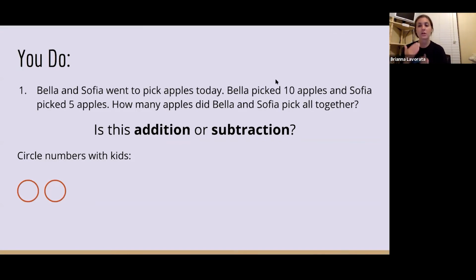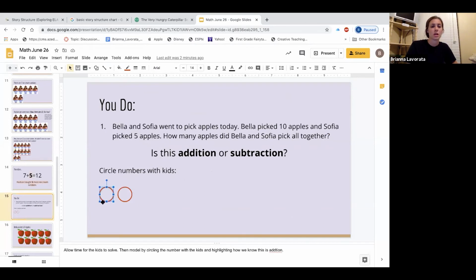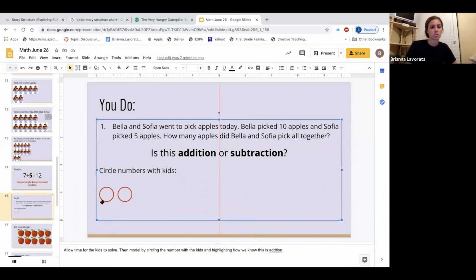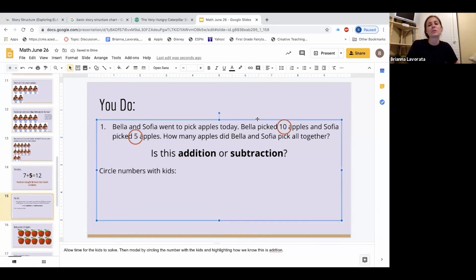So let's go ahead and read this out. It says, Bella and Sophia went to pick apples today. Bella picked 10 apples. So the first thing I'm going to do is circle the number 10. Sophia picked 5 apples. So the next thing I'm going to do is circle the number 5. How many apples did Bella and Sophia pick all together?